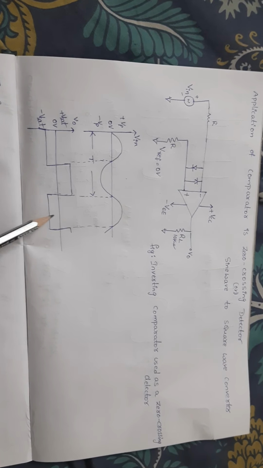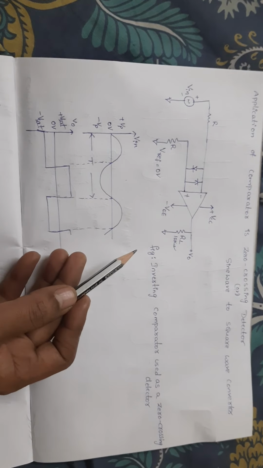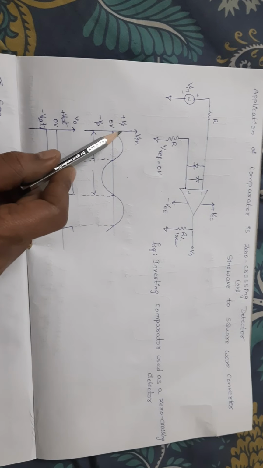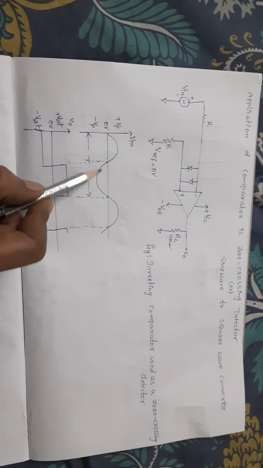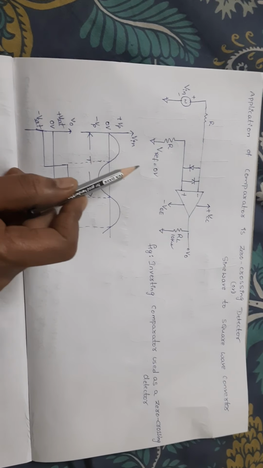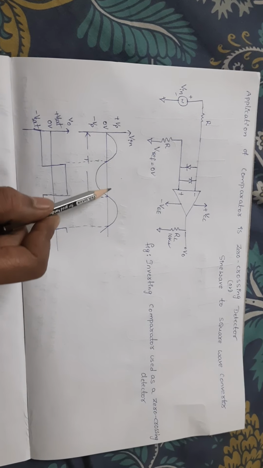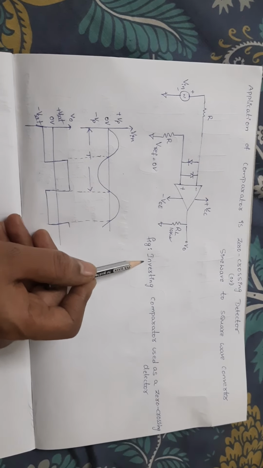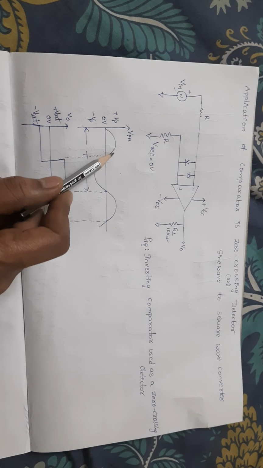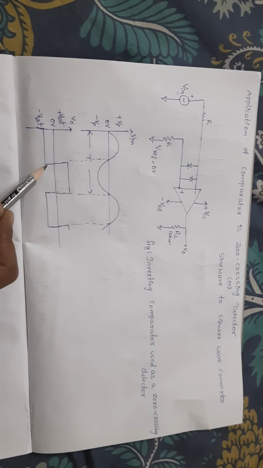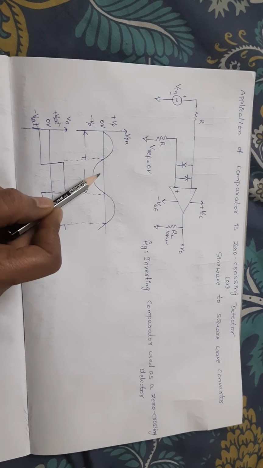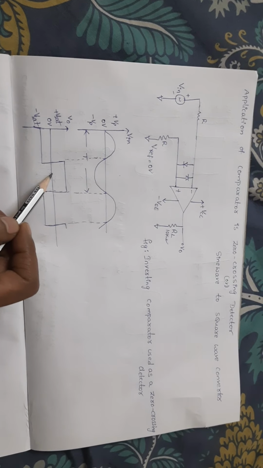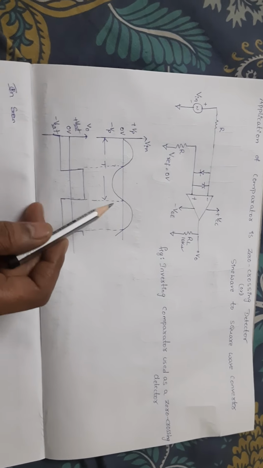A perfect square wave. What is the difference between the previous comparator circuit and this one? Previously we showed a positive reference and a negative reference. But here the reference is 0 volts. And we are taking the inverting comparator, right? So if the input is positive going, the output is negative going, and if the input is negative going, the output is positive going. This is the explanation of the zero crossing detector.